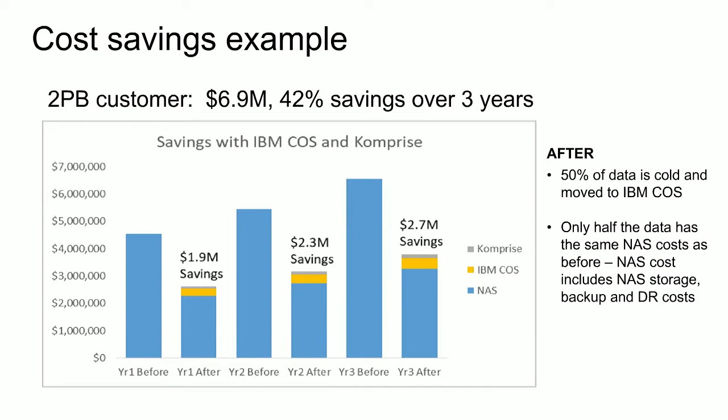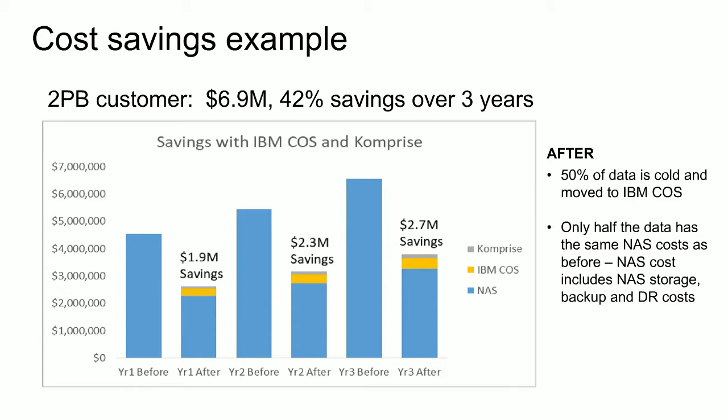What we're showing you here is the cost of the original data and the moved data after the move in year 1, year 2, and year 3. So this is the original cost, for year 1, year 2, and year 3. You can see that if you do nothing, the NAS cost just keeps going up. But when we took that 50% of cold data and moved it into IBM COS, the yellow part is the cost of IBM, and the gray sliver on top of it is the cost of Komprise.